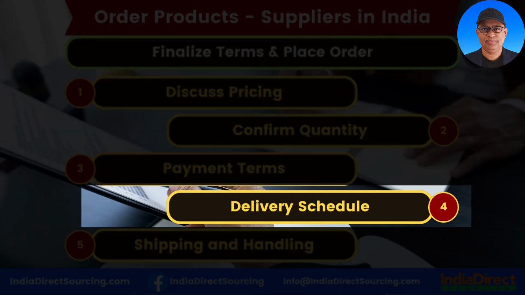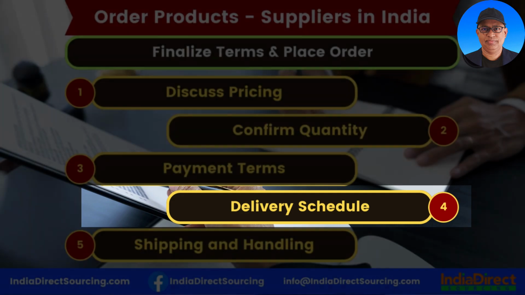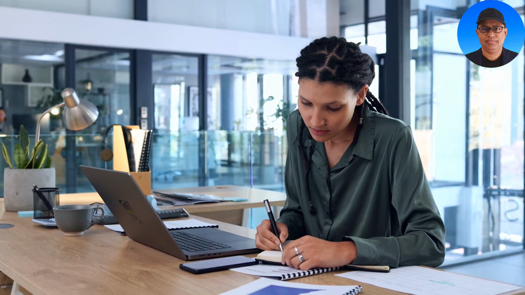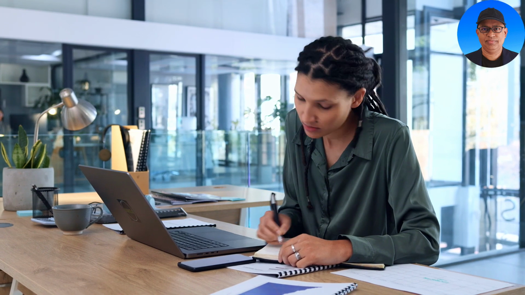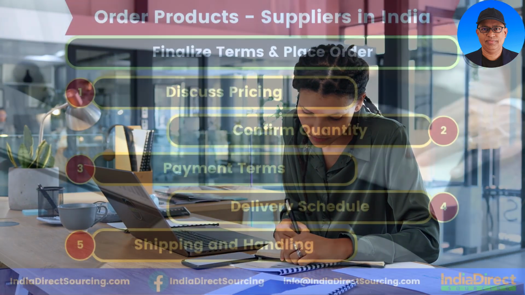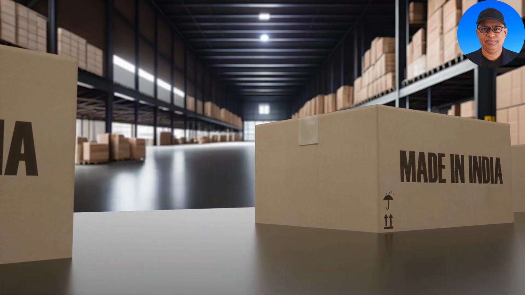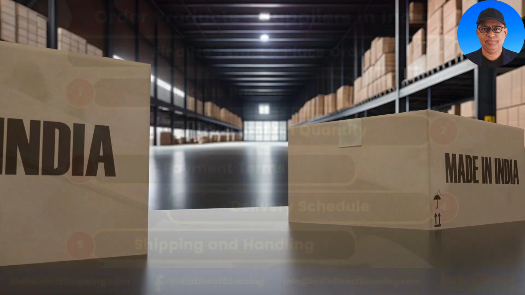Step 4 would be delivery schedule. So ask the supplier how long it will take for them to prepare and deliver your order. Make sure the delivery schedule fits your needs and expectations. Sometimes it takes much more time to manufacture the product. Sometimes they have to procure the raw material to manufacture your product. So keep all these things in mind and ask for a schedule when they can provide and when they can ship your order from India to your country.